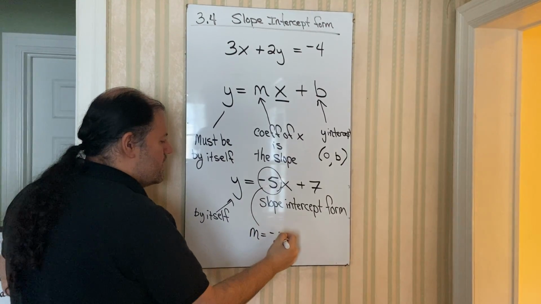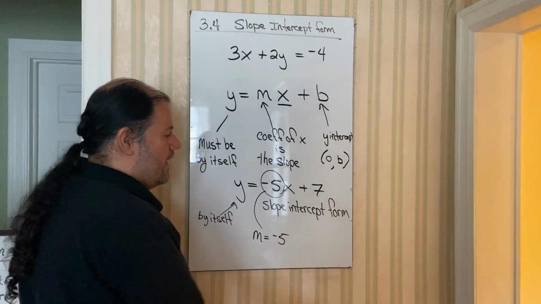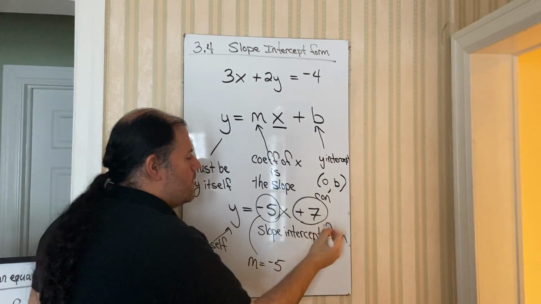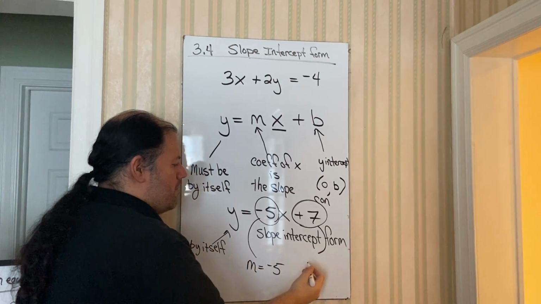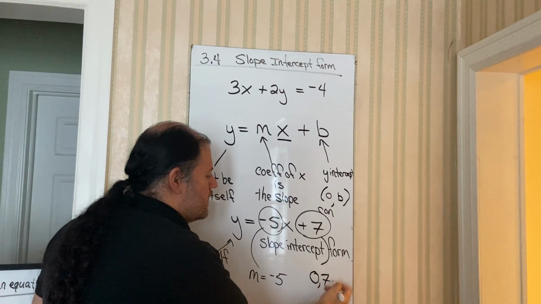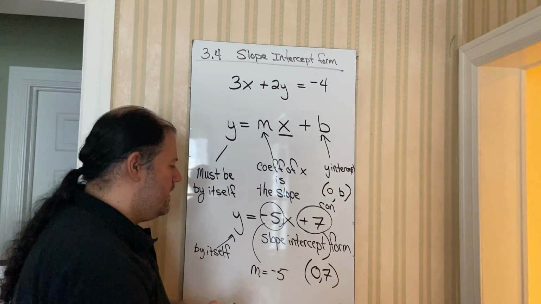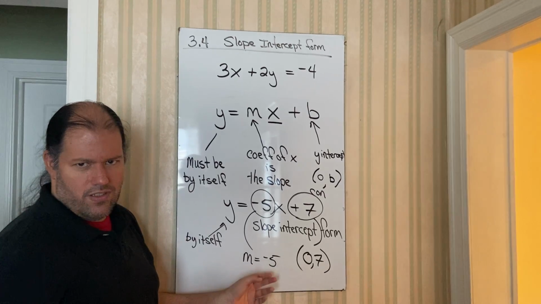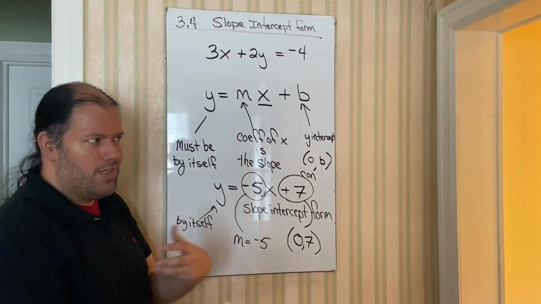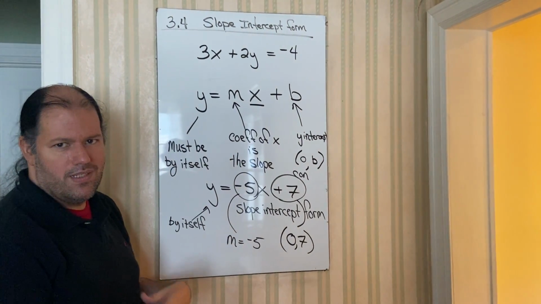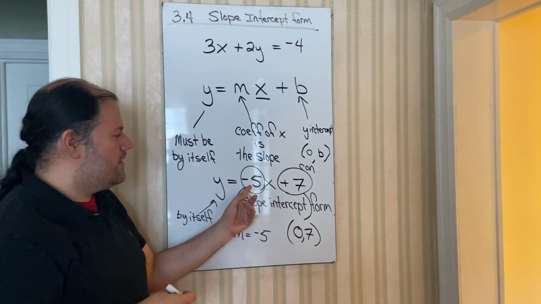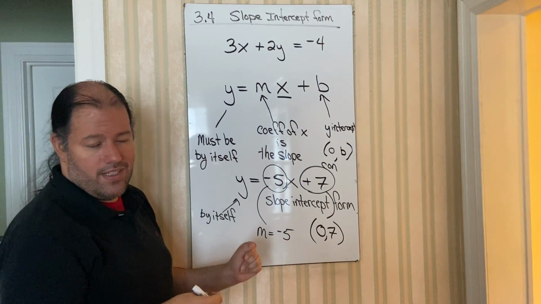M equals negative 5. And this, your constant, would be known as your intercept. But we would write it as 0, comma, whatever this number is. See how quick that was to find slope? We didn't have to have 2 points. We didn't have to do y2 minus y1 over x2 minus x1, reduce, get rid of those parentheses and stuff. We just easily grab the coefficient of x.